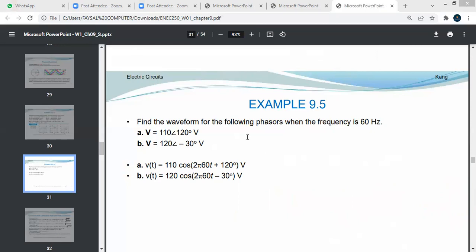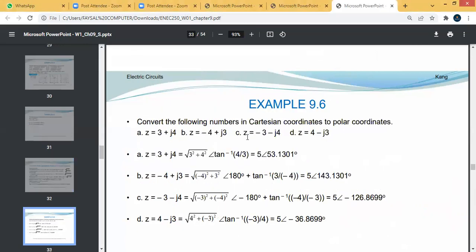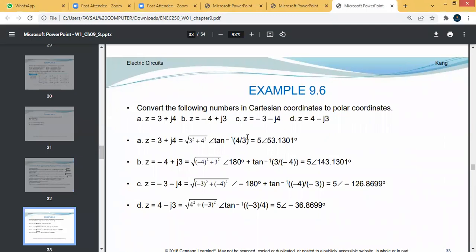Okay, now moving towards the next one. For the next one, convert the following number in Cartesian components to polar components. So first you have to know what polar components are, and how many things are basically involved in my polar components. So Zan, yes sir, what do you know about polar components? Polar components have to be like first a VM, then the angle or the phase.